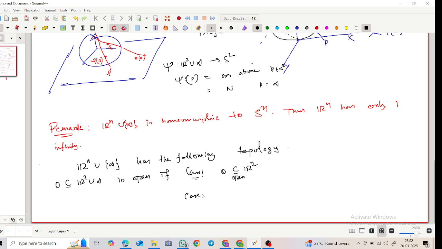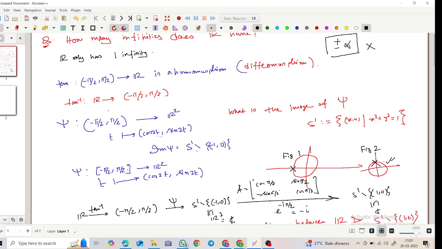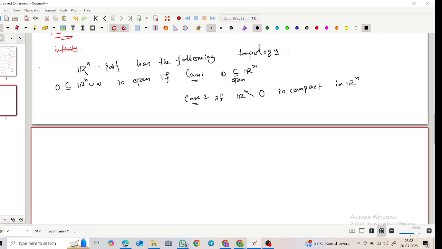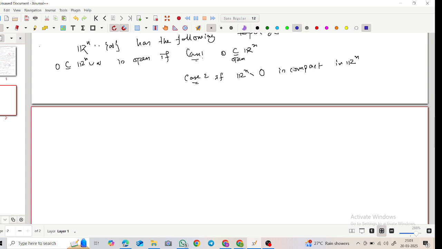Case 2: if Rn minus O is compact. I am giving you an intuition. Why does this all of a sudden come? I am giving you an intuition.